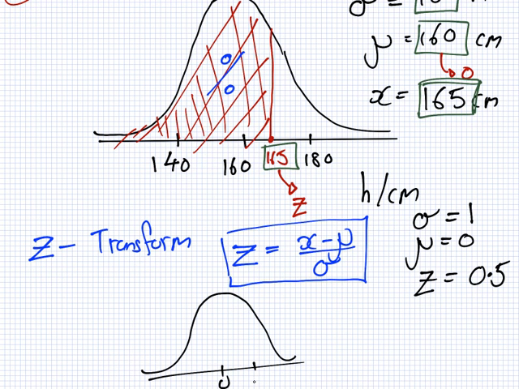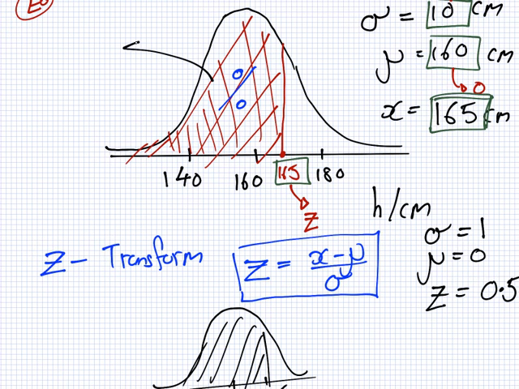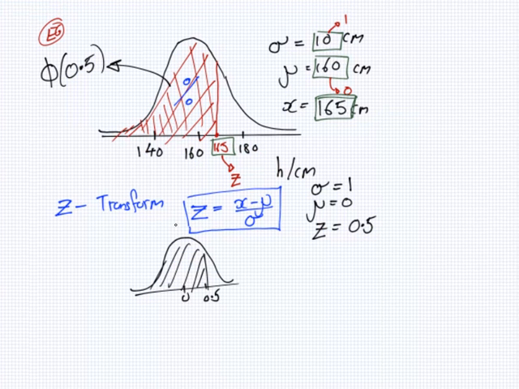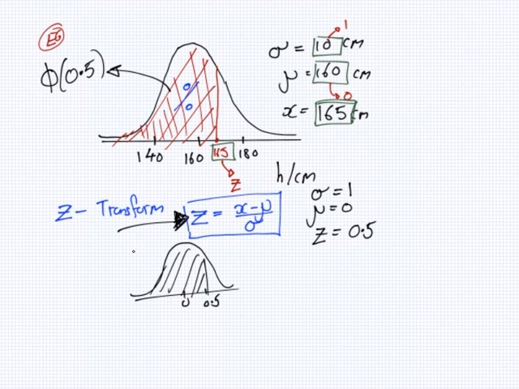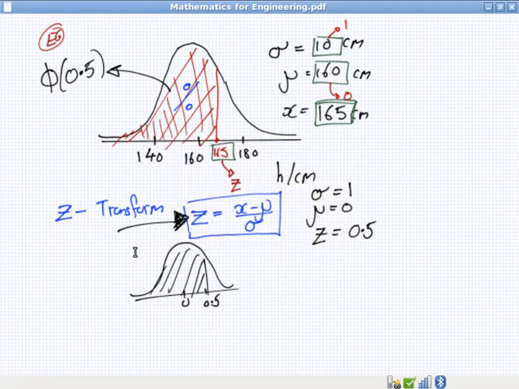There's 0, there's 0.5. So our answer for this area is phi of 0.5, using a special formula called the Z transform. You've seen this before? But it makes sense? Yeah. Good. Okay, can you open up the formula book? And I'll open it up too. And we'll see what I don't think we've done 0.5. Let's see what we get.